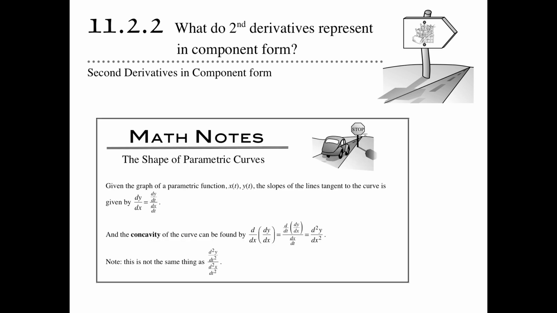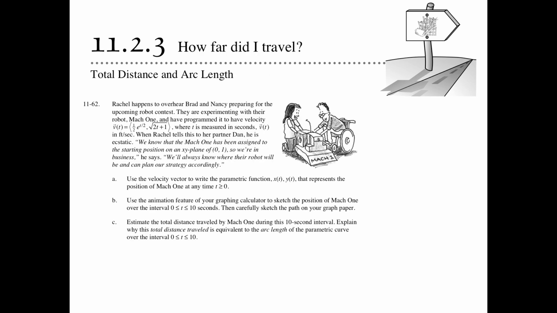And Lesson 11.2.2 concludes with a math note that summarizes the tools that can be used to compute the slope and the concavity of a parametric curve. The last lesson in section 11.2, lesson 11.2.3, will explore how to find the arc length of a curve whose equation is given parametrically. Recall that the arc length formula for rectilinear curves was introduced back in section 8.4.